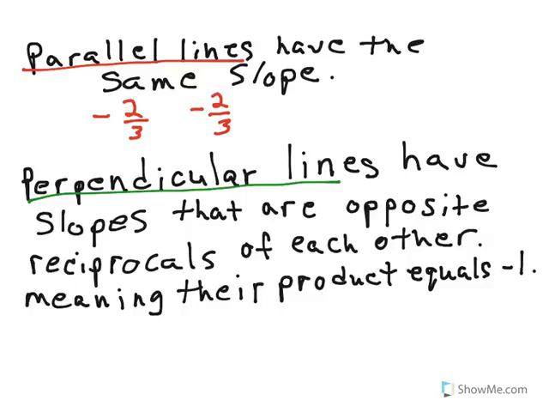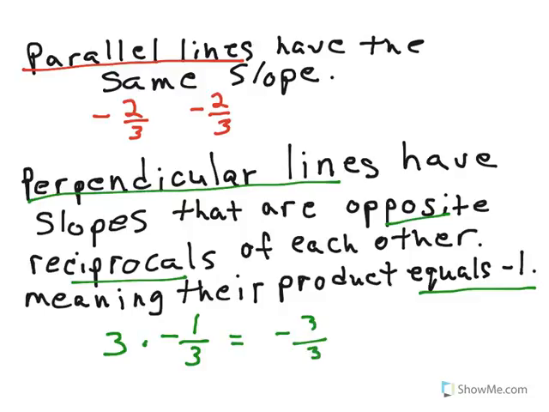Perpendicular lines have slopes that are opposite reciprocals of each other, meaning their product equals -1. For example, if one line has a slope of 3, another line perpendicular to this line would have a slope of -1/3. Opposite reciprocals. When you multiply them together, you get -1.